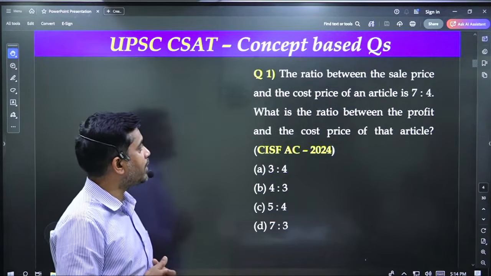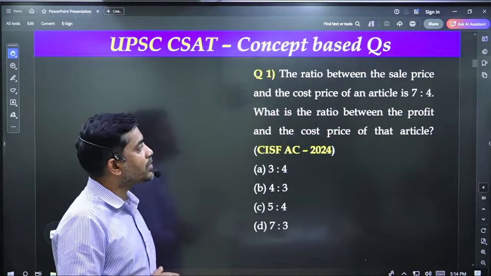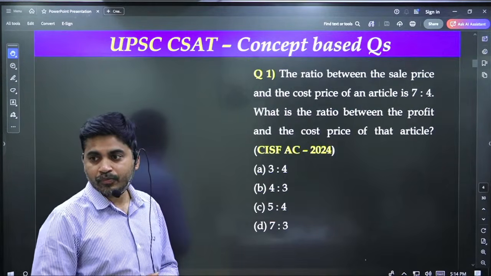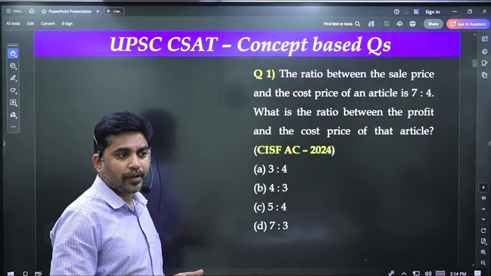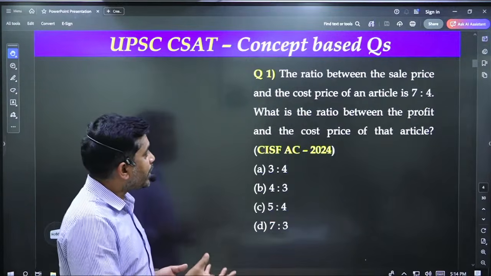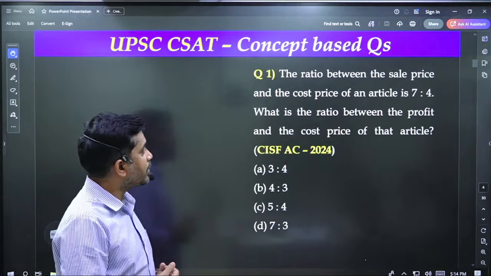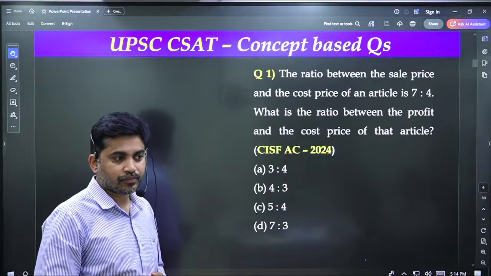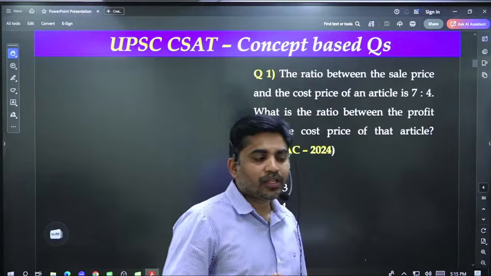The ratio between the sale price and the cost price of an article is 7:4. What is the ratio between profit and cost price of that article? See, it is a basic ratios topic, but the core concept is profit and loss. Selling price, cost price, ratio given 7:4. They're asking what is the ratio between profit and cost price. Now, fundamentals. What is the definition of profit?